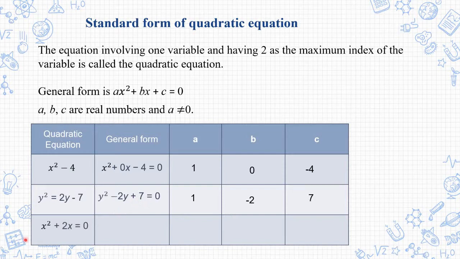Let us see one more. x square plus 2x equal to 0. This again, we'll write in the general form. If you see the last constant term is absent, so we'll just write it as 0. So this becomes x square plus 2x plus 0 equal to 0. Now try to identify the values of a, b and c. Coefficient of x square is 1, so a is 1. Coefficient of x is 2, so b is 2, and the last constant term is 0. So we'll have c equal to 0.